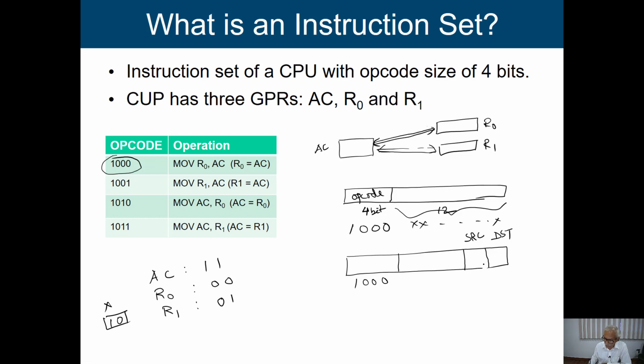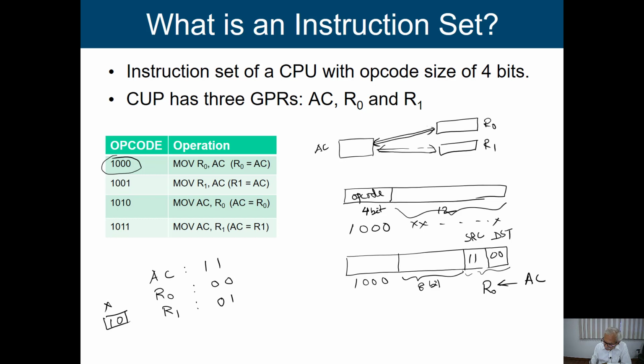Now here if I keep this operation, say source is 11 and destination is 00, that means this instruction is going to perform the operation where the value of the accumulator will be transferred to register R0. So this is the way we can look into it. Out of these 12 bits we have used 4 bits, and still these 8 bits we are not using. These may be immaterial for us.